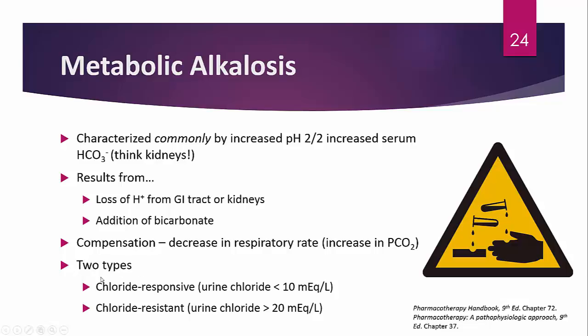There are two different types of metabolic alkalosis, and those are the chloride responsive and the chloride resistant. We won't go too far in depth into what each of those is specifically, like we did with the anion gap metabolic acidosis and non-anion gap. But it is important to note that a urine chloride of less than 10 milliequivalents per liter will signal a chloride responsive metabolic alkalosis, and a urine chloride greater than 20 will essentially represent a chloride resistant metabolic alkalosis. And those are used to guide the treatment of some of these different metabolic alkalosis etiologies.